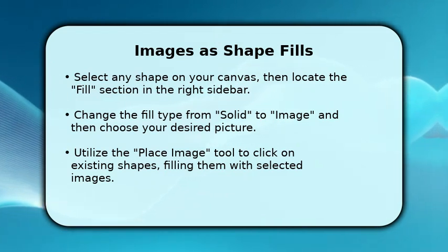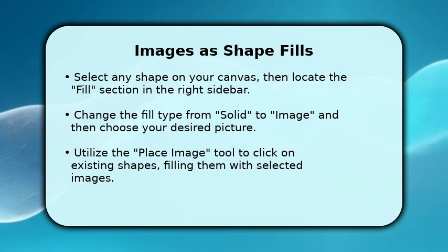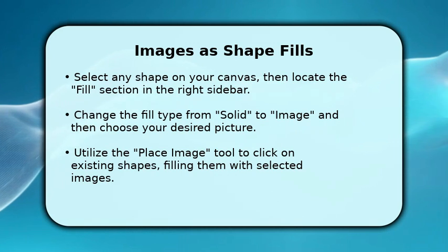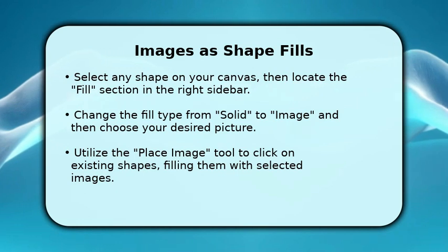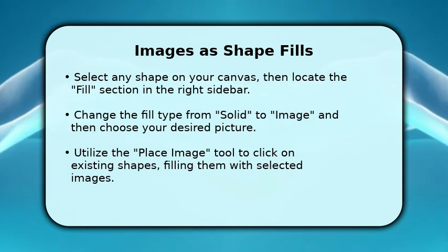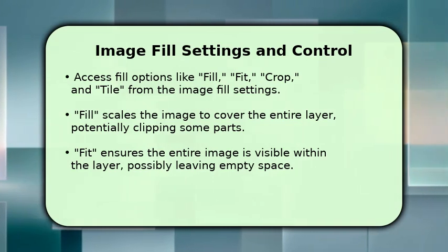To place an image inside a shape, first select your desired shape on the canvas. Then, in the right-hand sidebar, navigate to the Fill section. Click the color swatch, change the fill type from solid to image, and select your picture. You can also use the Place Image tool to quickly click on multiple shapes, filling them one by one with your chosen images. Once an image is applied as a fill, you have several options to control its appearance.